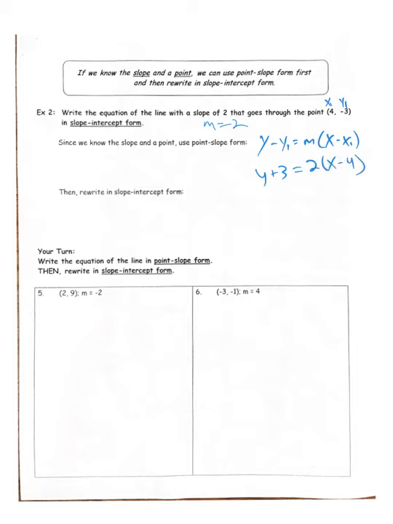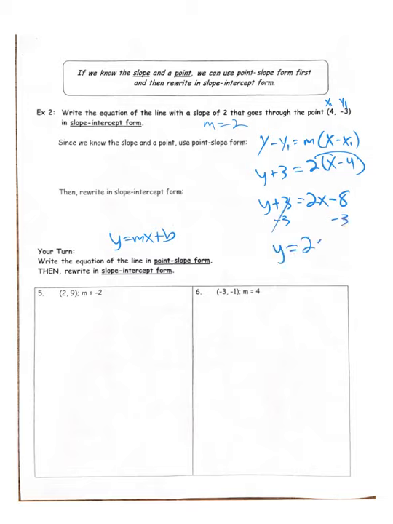So now that I have it in that point slope form, I want to then rewrite it into slope intercept form, right, or the y equals mx plus b form. So here the key is we're just trying to get y by itself on that left side. So I'm going to start by distributing the 2. So I have y plus 3 equals 2x minus 8. And the next step is I want to get y by itself. So to get y by itself, I need to subtract 3 from both sides to cancel out the 3 on the left.